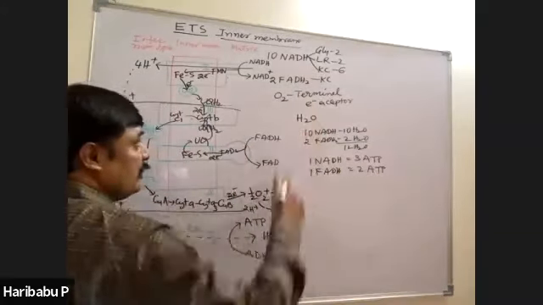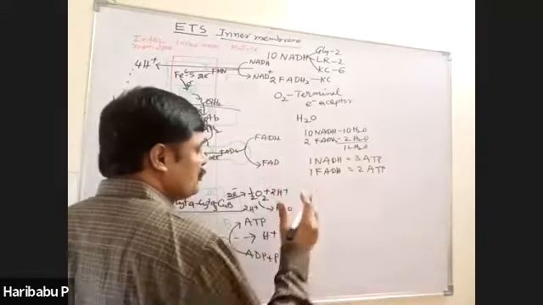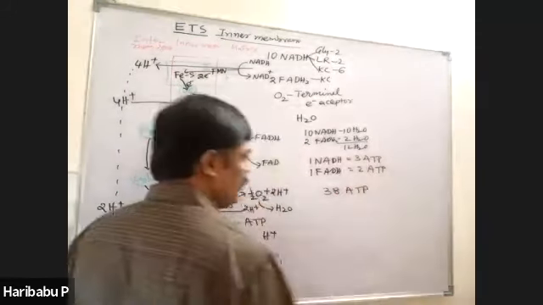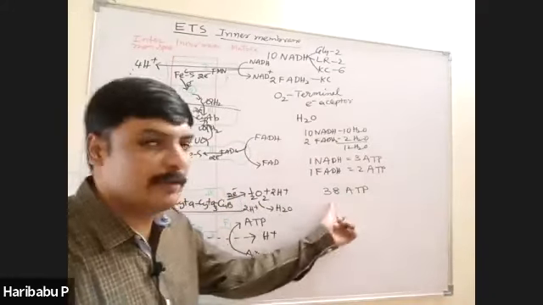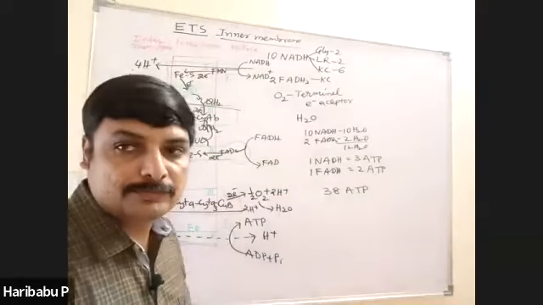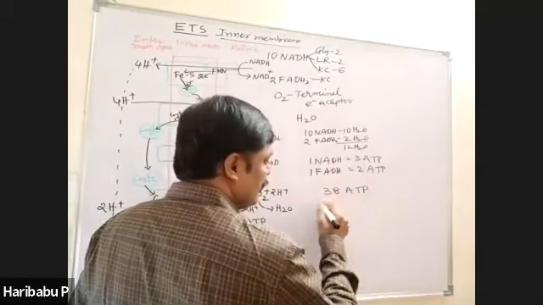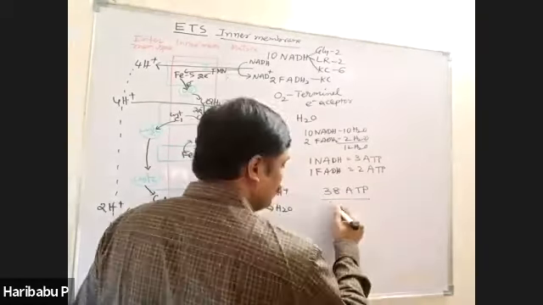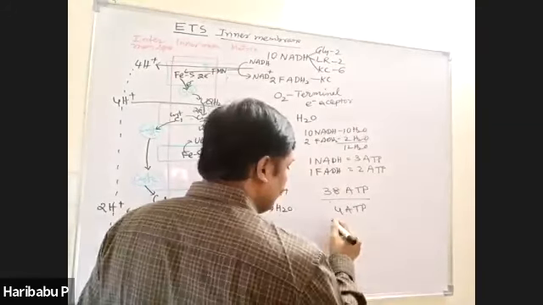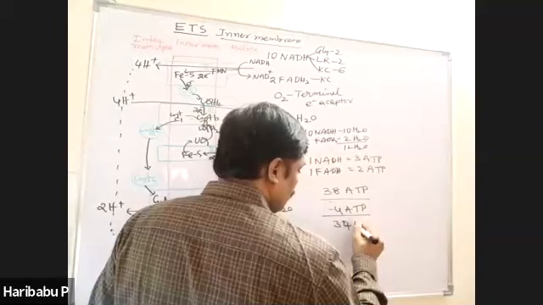From this, we can calculate the total number of ATP. In aerobic respiration, from 1 glucose, how many ATP are produced totally? 38 ATP. How many are directly produced? 4 ATP, right? Therefore, the remaining 34 ATP must be produced by this method. 34 ATP.